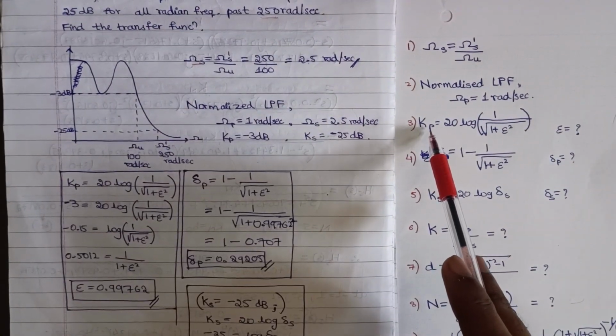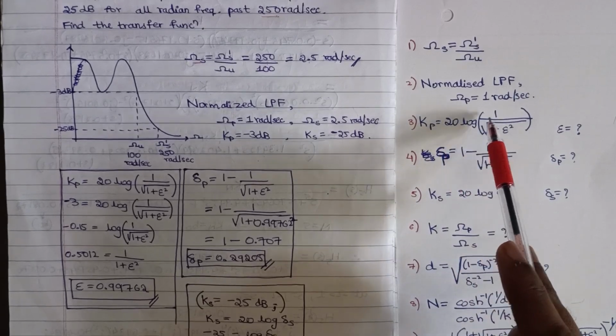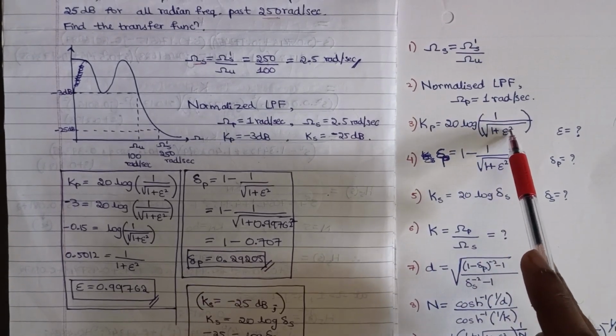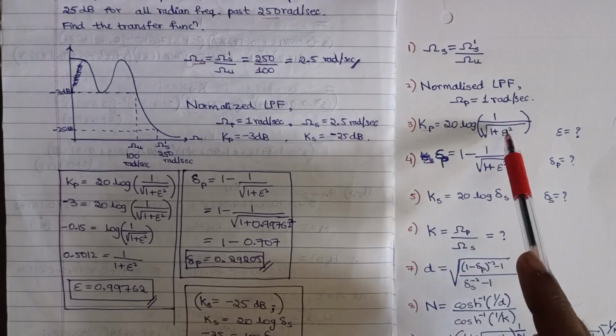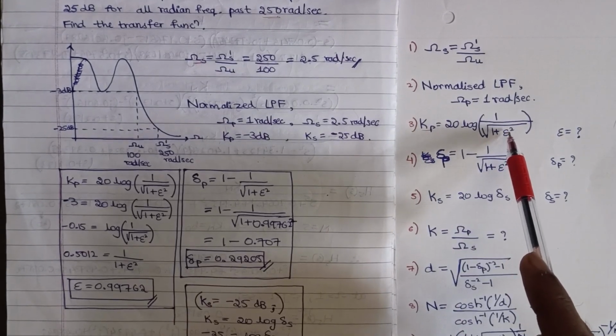First we find the passband gain Kp, which is given by 20 log 1 divided by under root 1 plus epsilon square. Kp will be given in the question, and we find the epsilon value from this numerical.